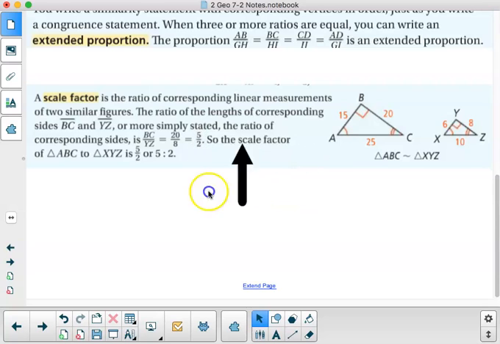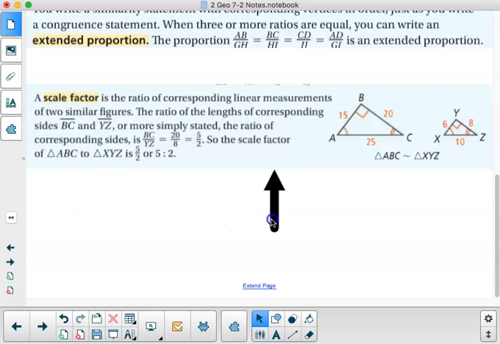So the scale factor of triangle ABC to triangle XYZ, now notice this order is important because the information of ABC is on top and the XYZ information is on the bottom. XYZ was 8. ABC 20. So BC is from ABC. YZ is from XYZ. So BC 20 on top, YZ 8 on the bottom. That's how we can say 5 to 2.